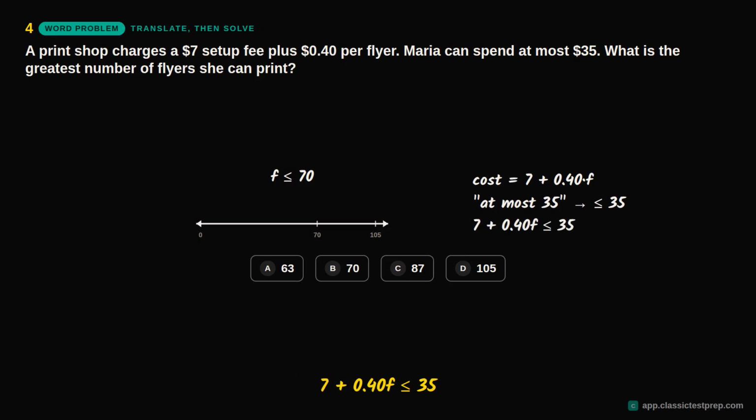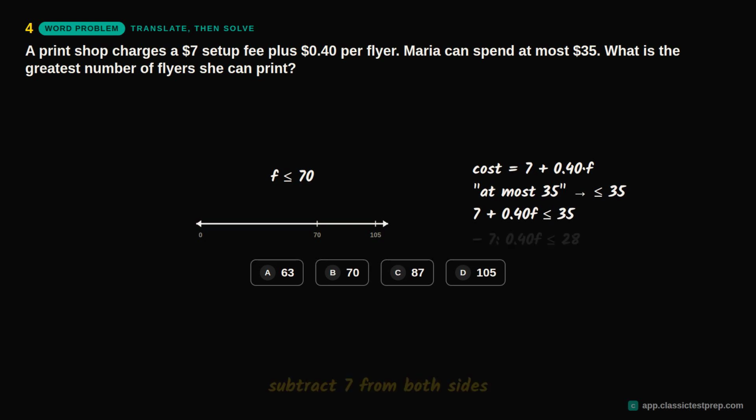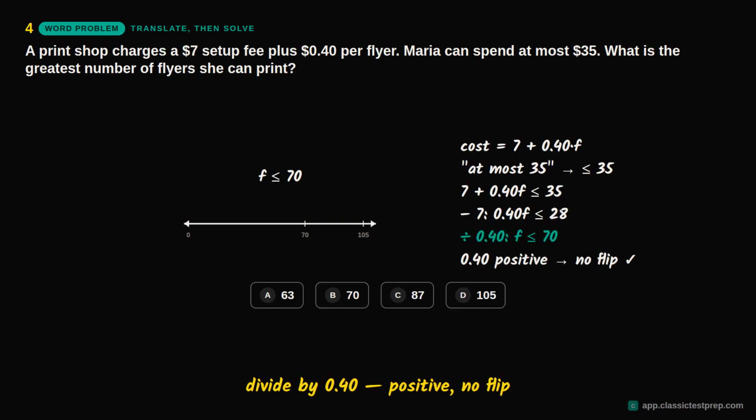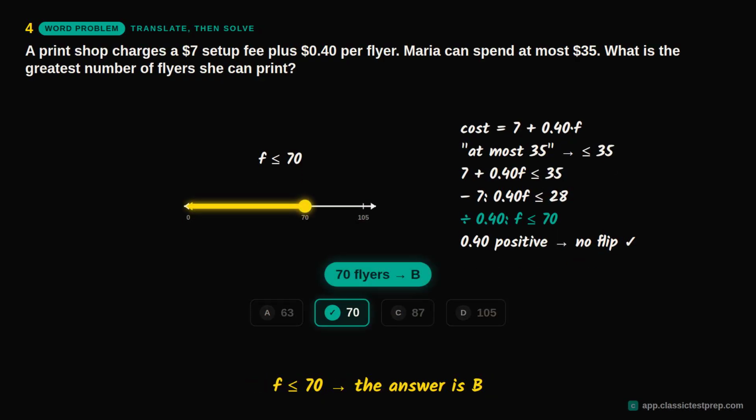So there's a $7 setup fee and 40 cents per flyer. So $7 plus 0.4 times f, where f is the number of flyers, is less than or equal to $35, because at most $35 means Maria must spend less than or equal to $35. Subtract 7 from both sides, we have 28, and now divide both sides by 0.4, we get 70, which is answer choice B.